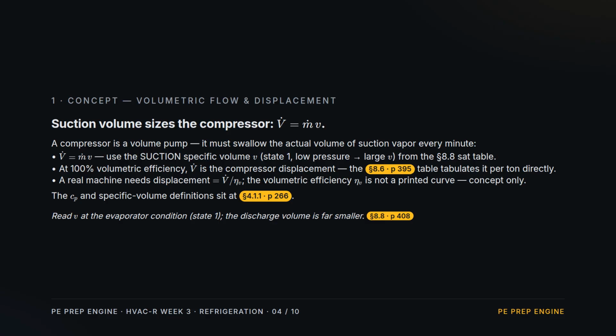Concept 3. Volumetric flow and displacement. A compressor is really a volume pump. It has to swallow the actual volume of low-pressure suction vapor each minute. That's mass flow times the suction-specific volume. And you must use the suction value, state 1, where the pressure is low and the specific volume is large. At 100% volumetric efficiency, that volume flow is the compressor displacement, and the per-ton comparison table lists it directly. A real machine needs a bit more displacement to cover volumetric losses, but that efficiency isn't a printed curve.